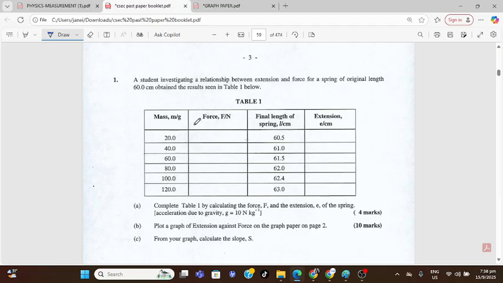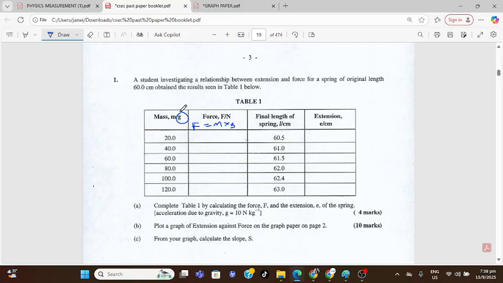What's going to happen is that force is equal to mass times gravity, and mass should be in kilograms. So notice that this is mass, but it's not in kilograms. It's in grams. So we have a problem right here.